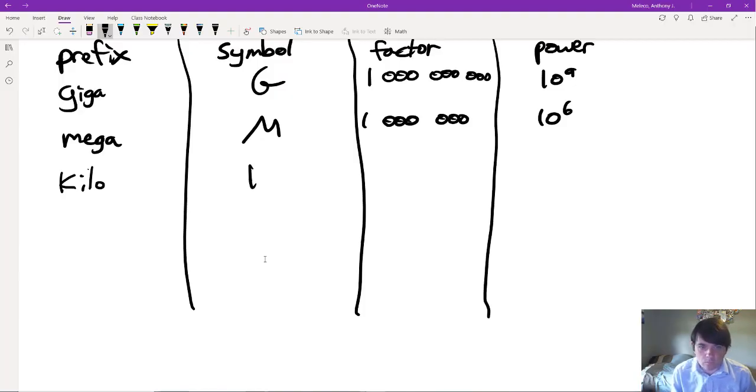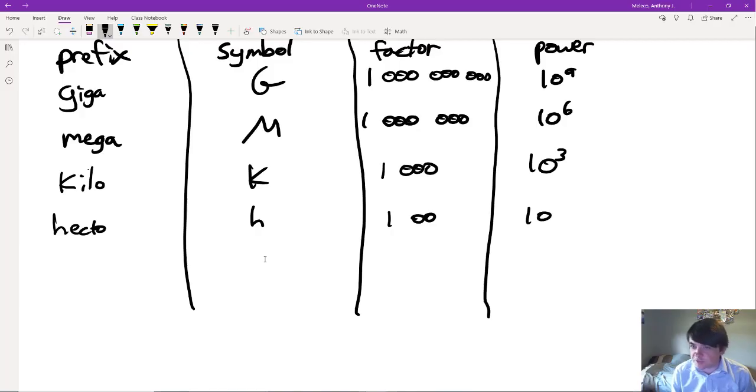So kilo, we use a lot. Kilo is a K, and this is just 1,000, which is 10 to the 3. So a kilometer is 10 to the 3 meters, or 1,000 meters. You have hecto, which we don't really use. Again, this is for completion really, but it's an H, and it's 100, so this would be 10 to the 2, so a hectometer.